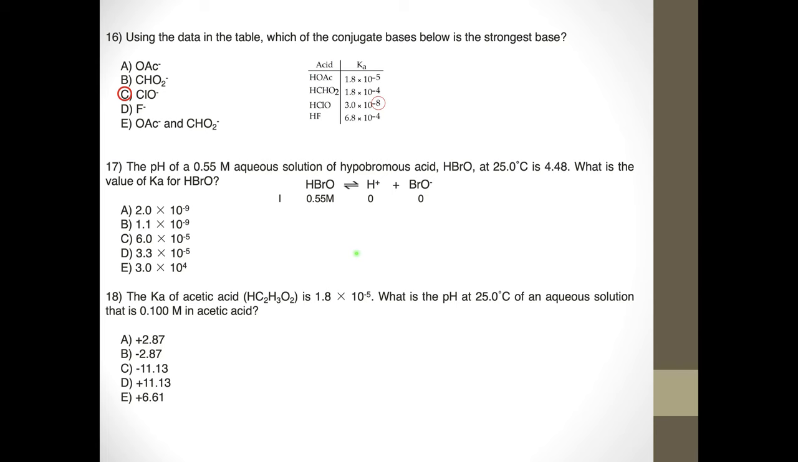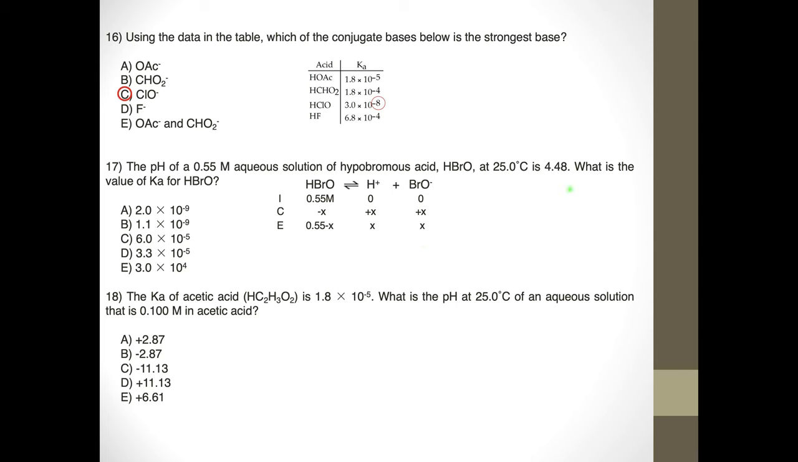The change is going to be minus X for the acid and plus X in the products. At equilibrium it's going to be 0.55 minus X for the acid, X for H⁺, and X for the hypobromite ion. We have the pH.